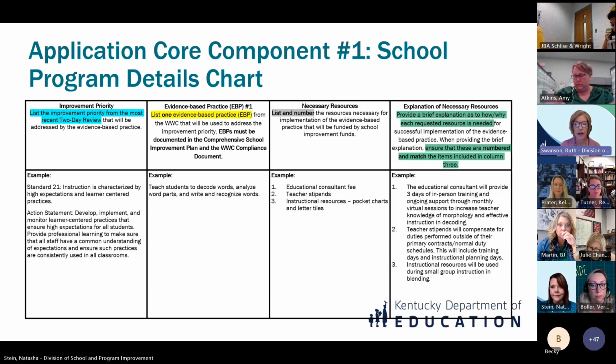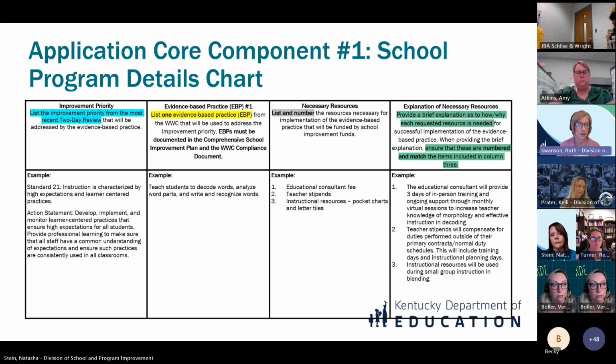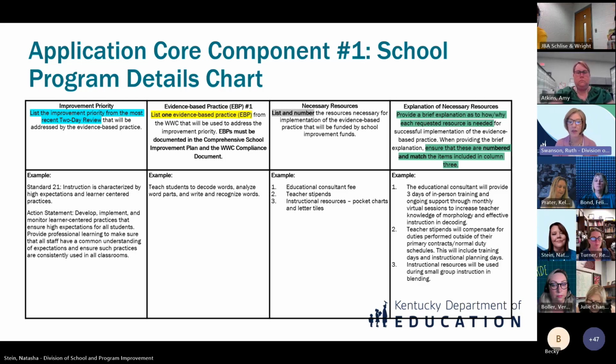One thing I do want to point out is you'll notice that there's no cost information in this column. You want to save all that cost information for the budget. We'll talk a little bit more about that going forward, but just keep that in mind.